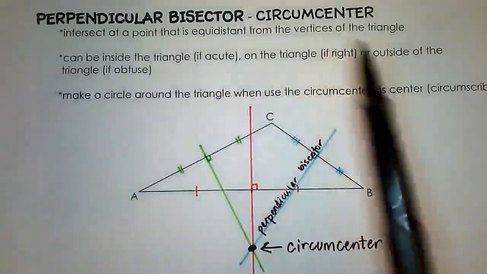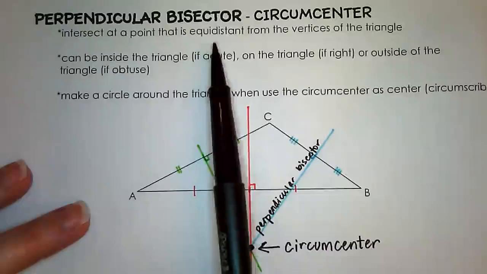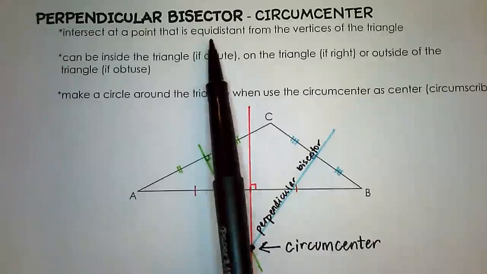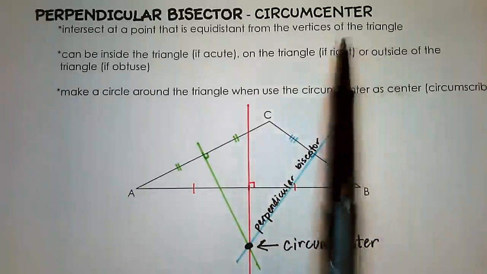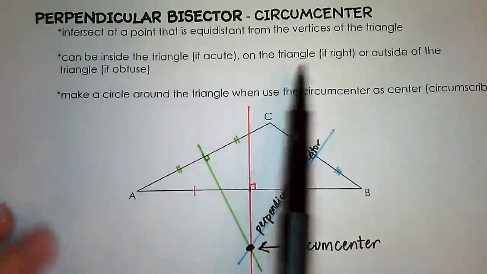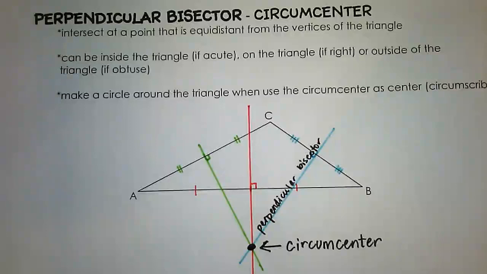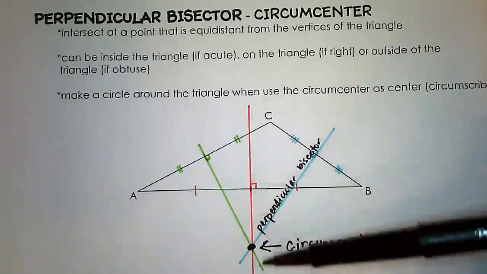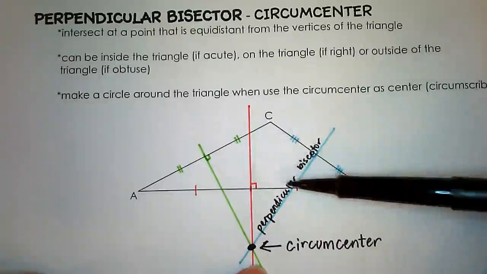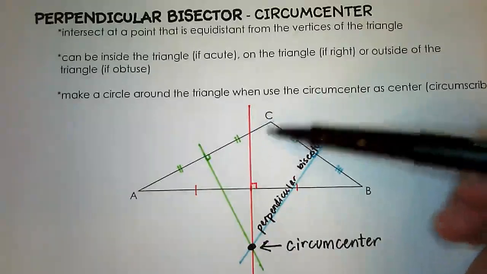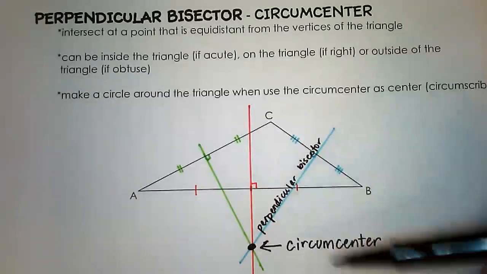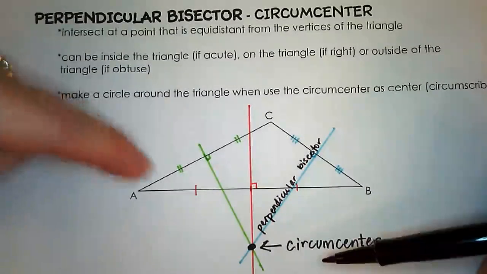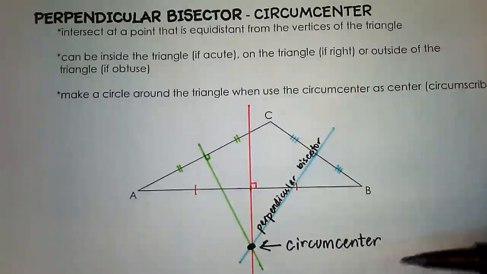So here are the special parts of this. They intersect at a point that's equidistant from the vertices of the triangle. I'll explain that in just a second. It can be inside, on, or outside of the triangle, depending on what kind of triangle it is. Since ours met outside the triangle, we know that this triangle is obtuse. If we look at it, we can see that's an obtuse angle. If we did a right triangle, it would actually land on the triangle. If we had used an acute triangle, it would have landed inside. So it's kind of neat how that happens.